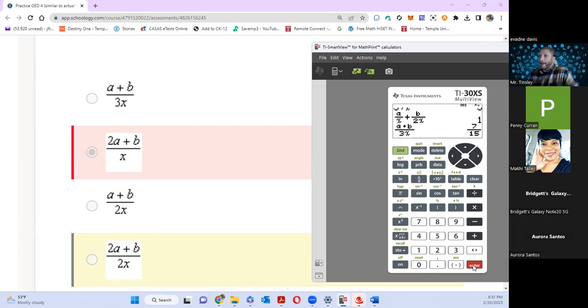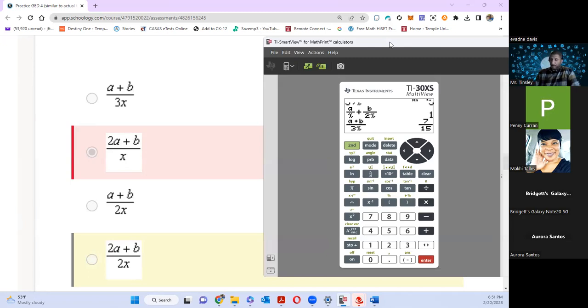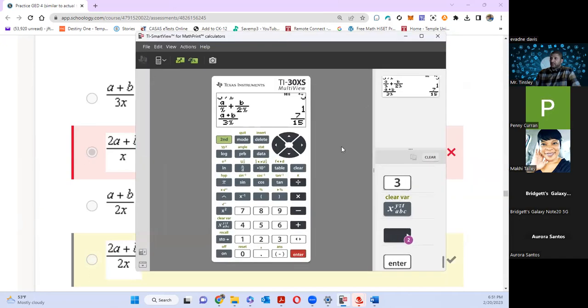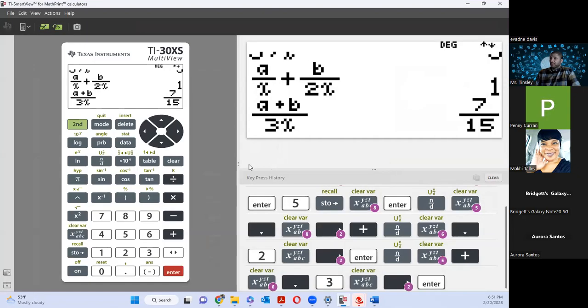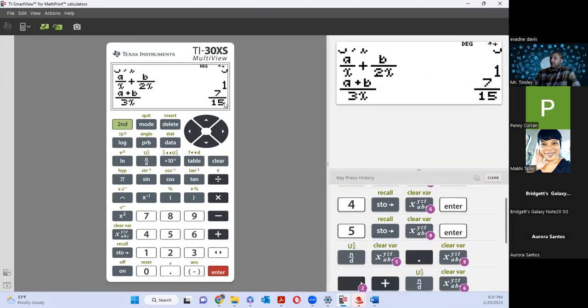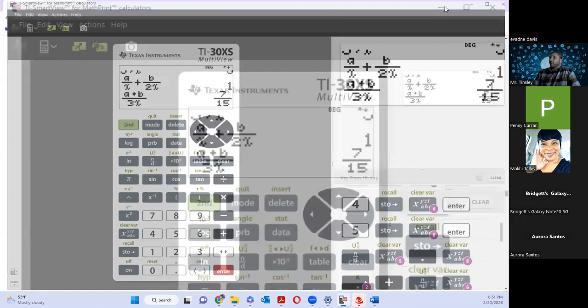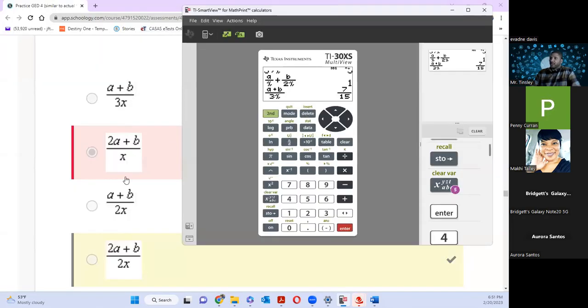Did I get 1? I can't see real good. Is that a 1? Let's see, make it bigger. No, you got 7 over 15. So we know it's not A. So I'm going to go to my second choice.